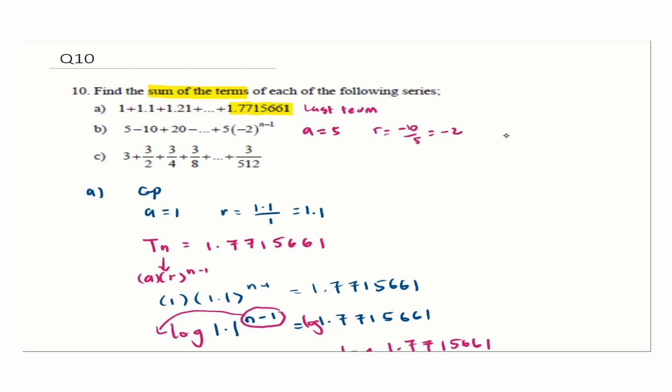If we look at our last term, 5 times negative 2 to the power of n minus 1, this actually represents Tn. If we use the formula Tn, A is 5 multiplied by negative 2 to the power of n minus 1. This is Tn. This means our series has n terms. So to get the sum of the series, we need to find the sum of the first n terms.